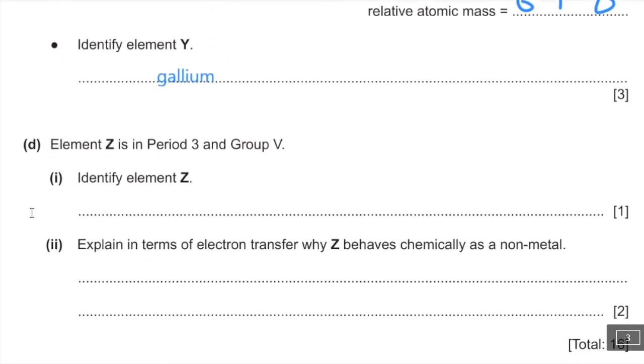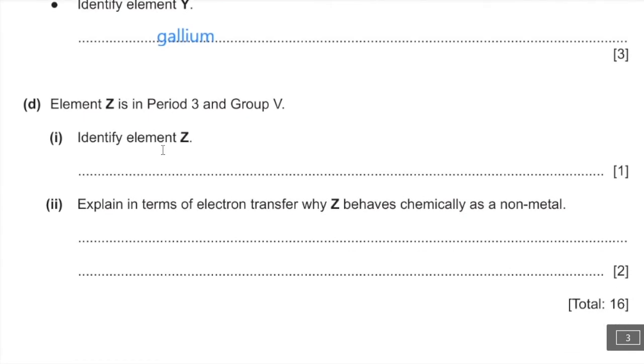The element Z is in period 3 and group 4. 1. Identify element Z. So this element over here is phosphorus.